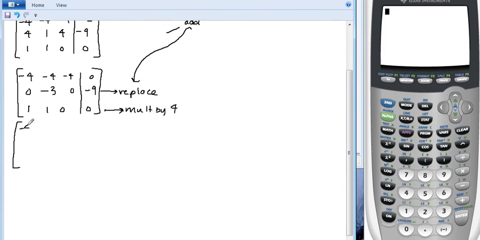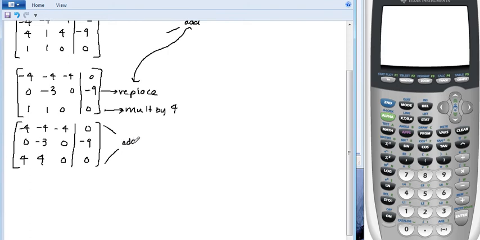Alright, so I'm going to leave this one alone. I am going to leave this one alone. And I'm going to multiply 1 times 4, 1 times 4, 0 times 4, 0 times 4. So it's 4, 4, 0, 0. Here's my equal sign. Remember, this is my x, my y, my z, my constants. Now what I'm going to do is take these two, add, and I'll replace this line right here with that.